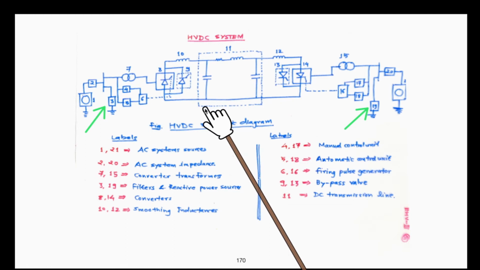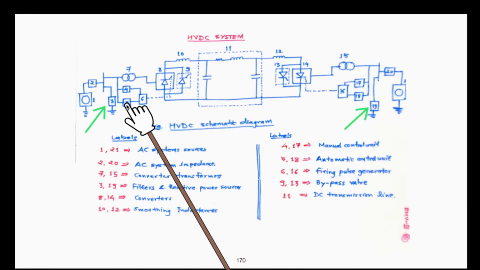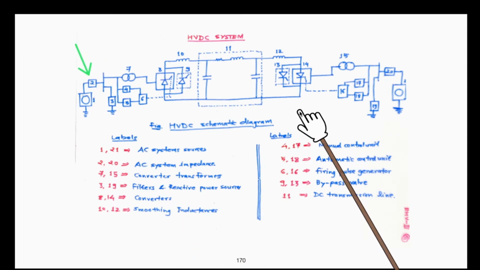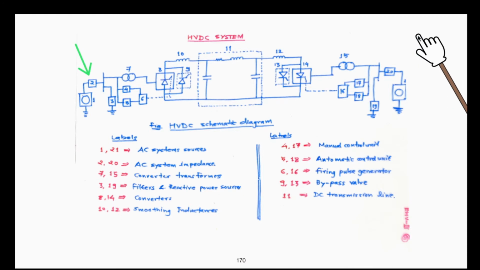Apart from this, the other element that is visible here, please pay attention. This is 2, and on the other side, you may consider this is 20. Isn't it? 2 and 20. So what are 2 and 20? You can consider 2 and 20 are the equivalent impedance of the AC network that is connected to the converter transformer. Equivalent impedance.